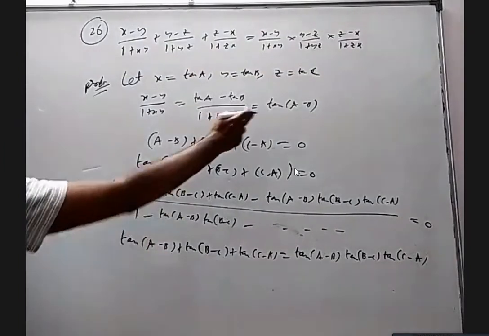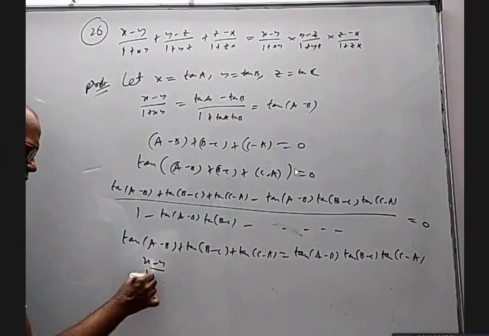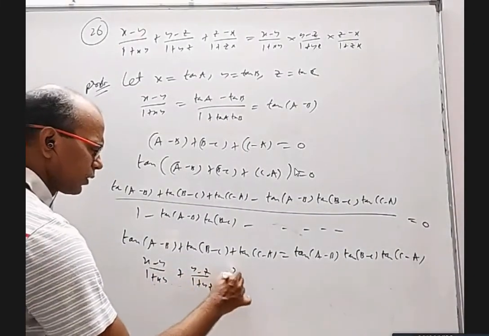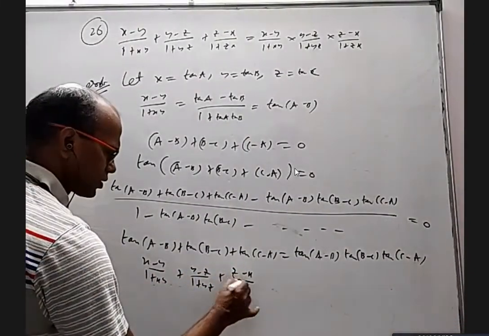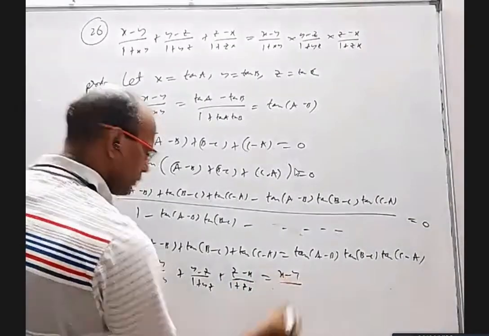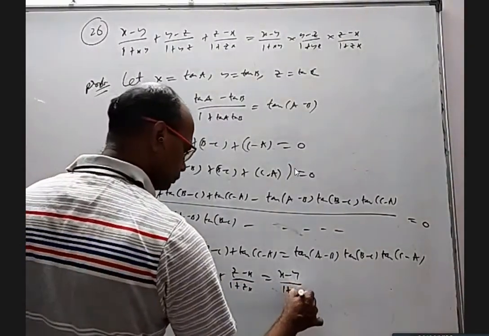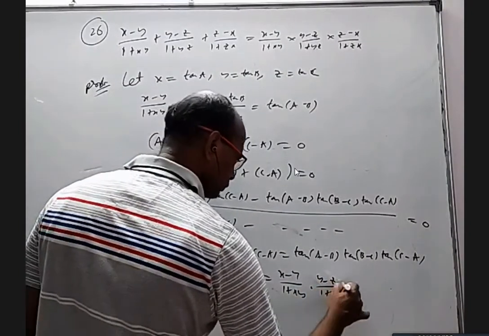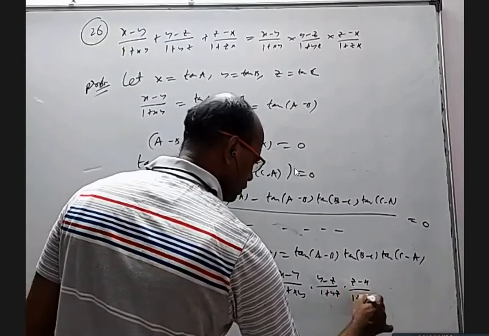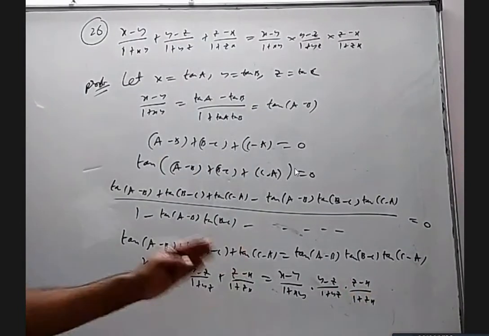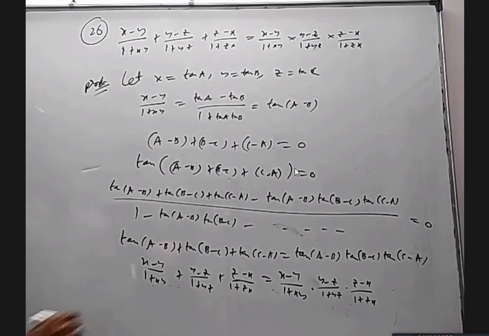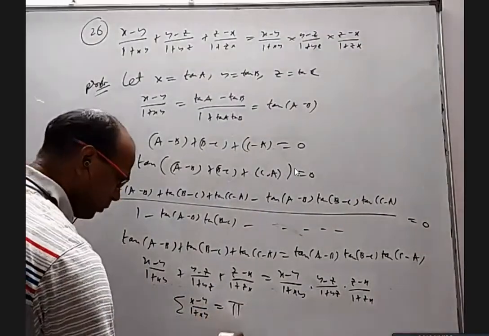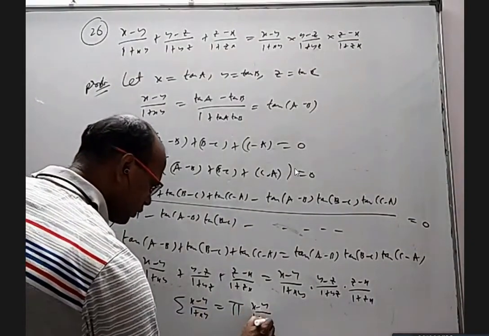Okay, I gave one example of how this is x minus y by 1 plus xy. Similarly, this is y minus z by 1 plus yz. This is z minus x by 1 plus zx. This is their product. Proved. This is sigma, the summation, and this is pi, the product. Product of series. This we can write as sigma of x minus y by 1 plus xy, equal to capital pi of x minus y by 1 plus xy.